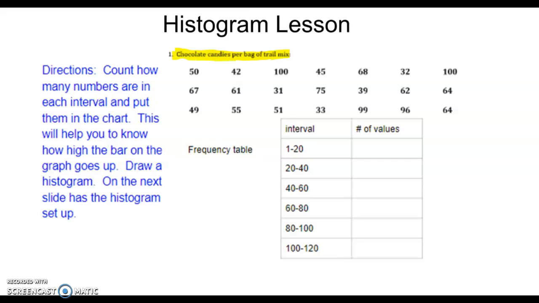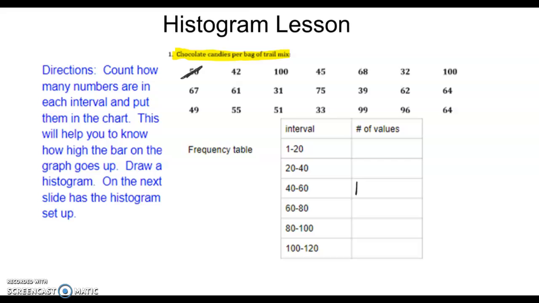To make a histogram, we look at frequency. So our first step is to make a frequency table. Now, you don't have to do this, but I like to make tallies to start and then add up my tallies at the end in a frequency table, just so I can cross it out one at a time. So for example, with 50, I'm going to cross out 50, and then I'm going to come down here and put a tally in the interval of 40 to 60.